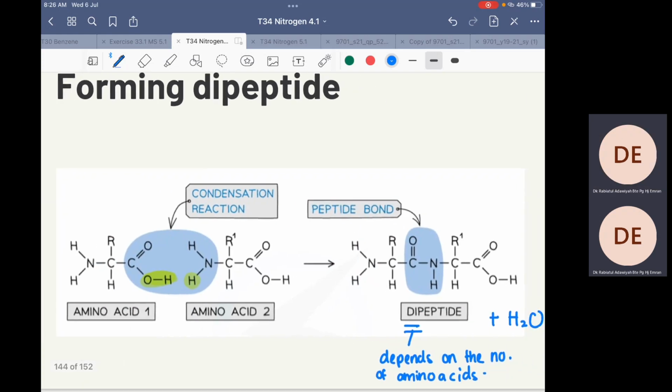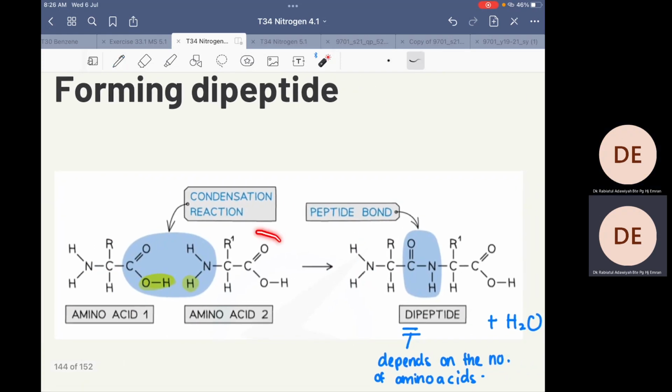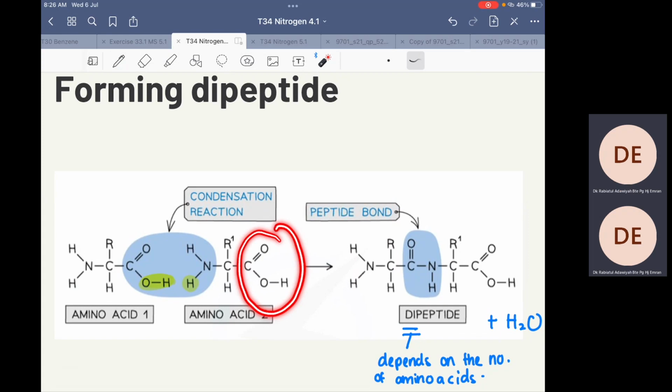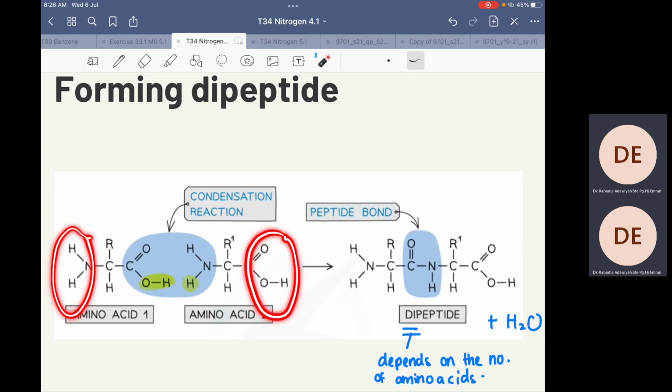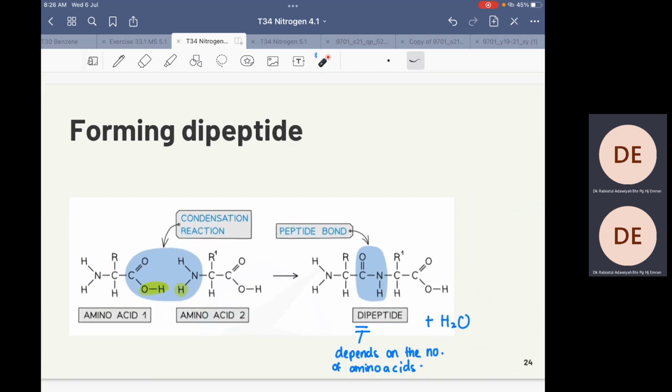Do you notice that I can also form the COOH part of amino acid 2 with the NH2 part of amino acid 1? Yeah? There is another combination. Here you see COOH of 1, NH2 of 2, but I can also combine the COOH of 2 with NH2 of 1. Okay, we'll look at that later, the possible combinations in the formation of a dipeptide.